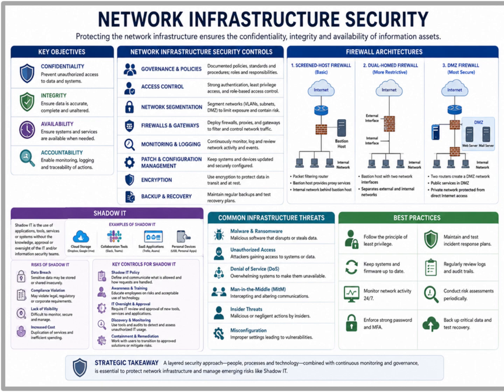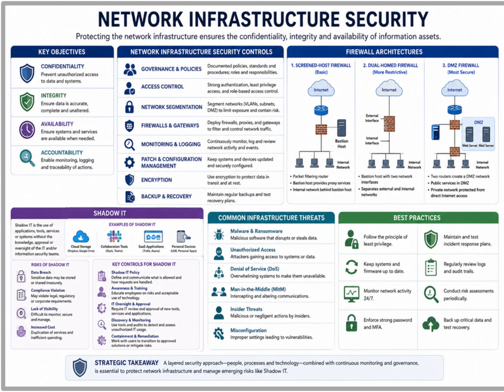The slide then introduces several important infrastructure security controls. These include governance and policies, access control, network segmentation, firewalls, monitoring, patch management, encryption, and backup and recovery processes. Together, these controls create layered protection across the network environment. Network segmentation is especially important because it reduces exposure and limits how far attackers can move inside the environment.